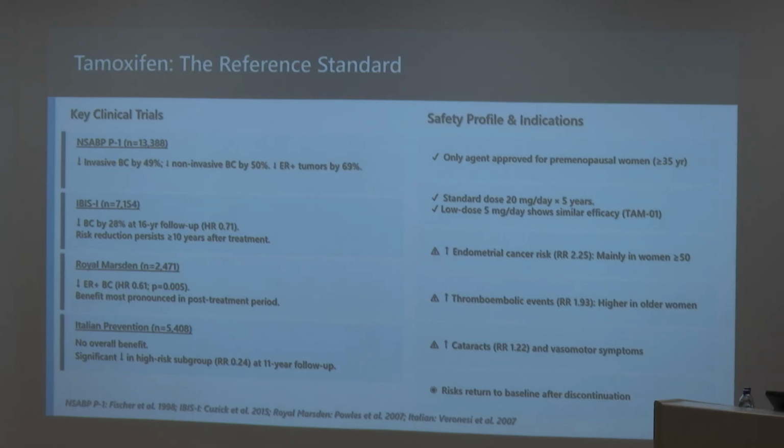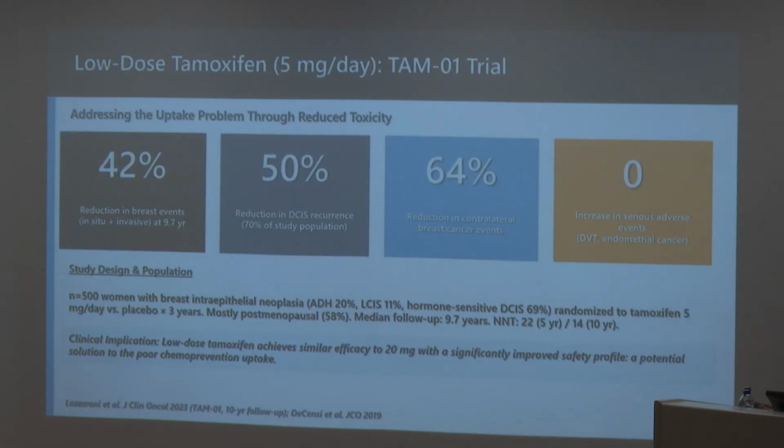But there's an issue of safety, because we know that, for example, tamoxifen can be used not only in premenopausal but, of course, in postmenopausal patients, but if you're using it in postmenopausal patients, there's a risk of endometrial cancer or venous thromboembolism, and cataracts as well. So with tamoxifen providing these complications, there's a new trend of using low-dose tamoxifen. It is 5 milligrams per day, with the TAM-01 trial.